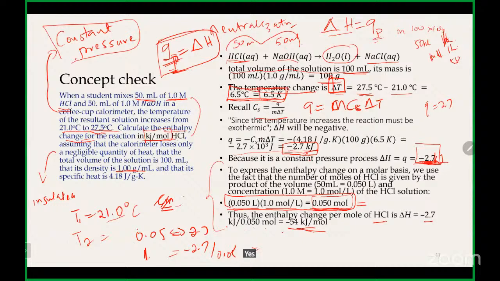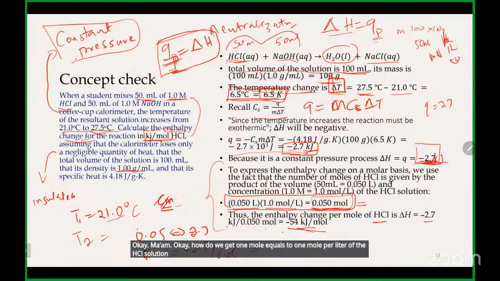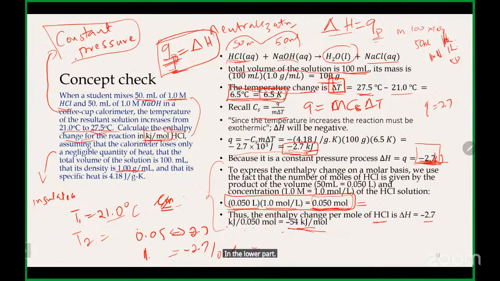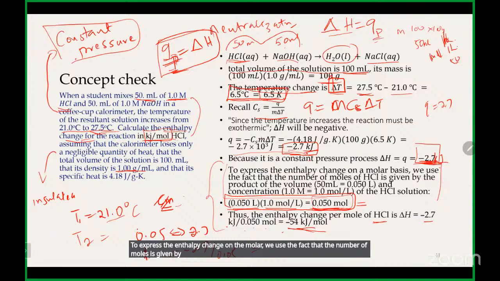I have a question. Okay, come and ask now. I told you that we need to quickly do something. How do we get 1 mole equals 1 mole per liter of the HCl solution? What does that mean? In the lower part, read everything together. You can't just read one line and move on. To express the enthalpy change on a molar basis, we use the fact that the number of moles is given by the product of volume. Read it together.